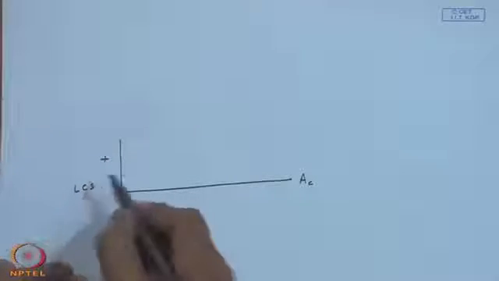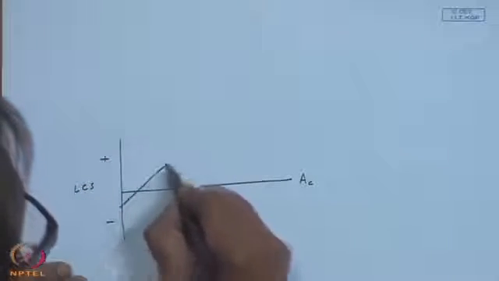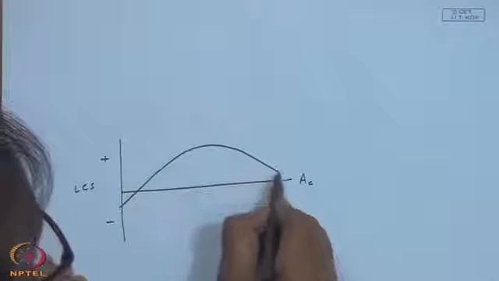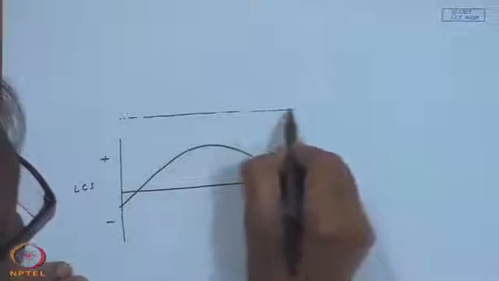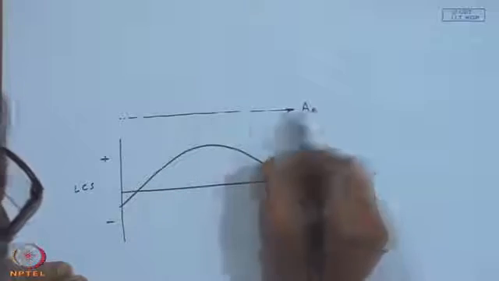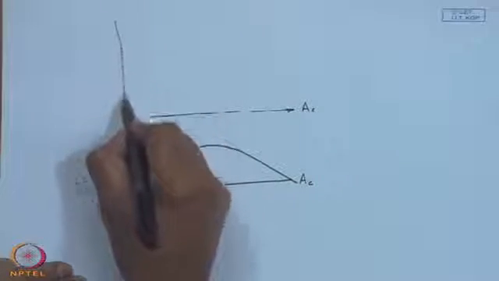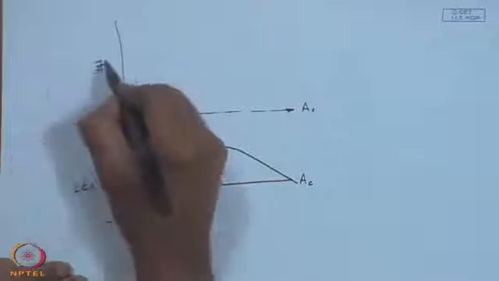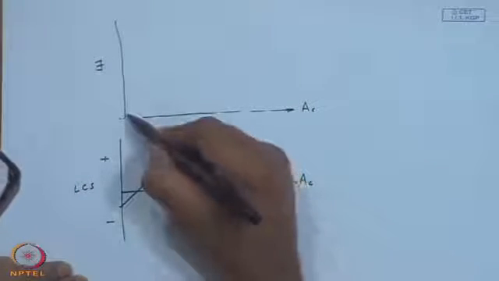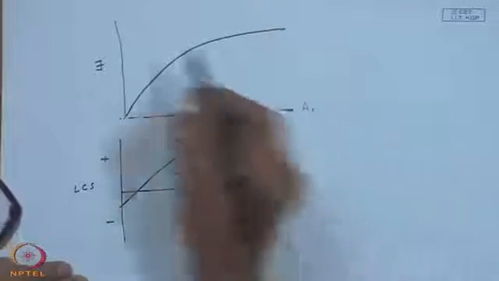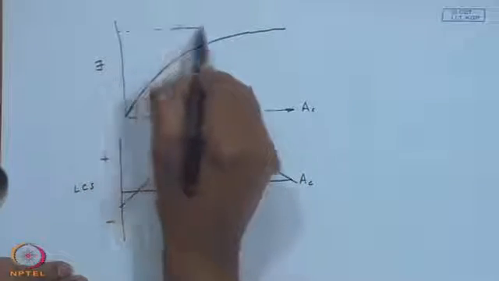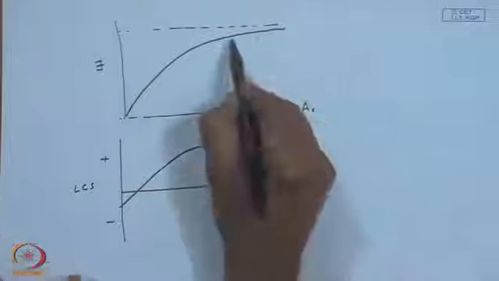This is the area AC, positive, negative, LCS, and this curve like this, and again AC versus solar load fraction. This is what it means.